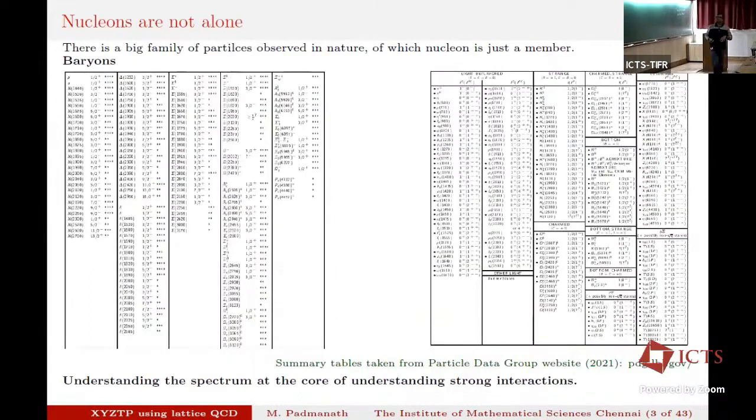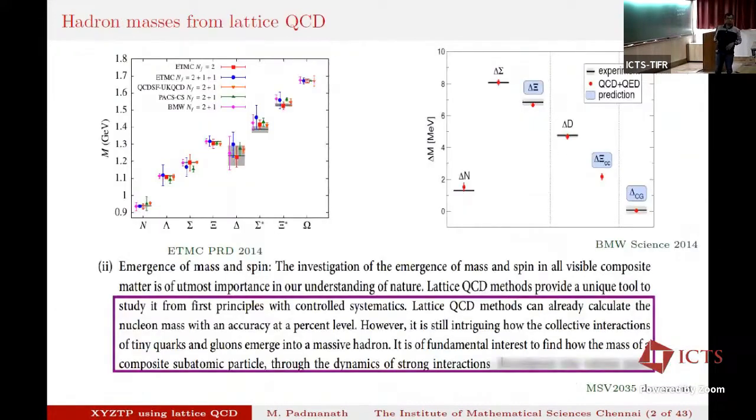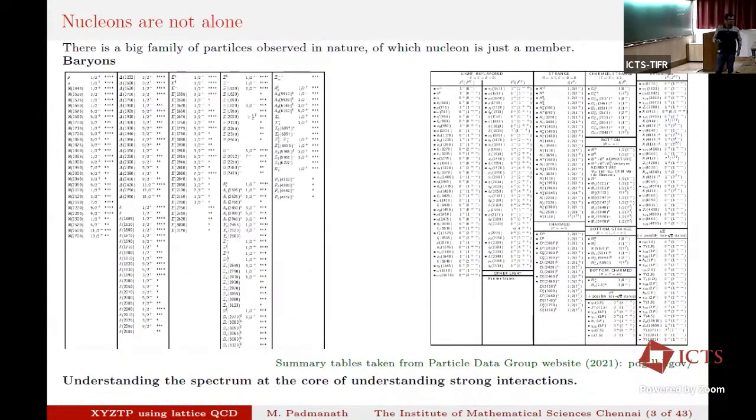Okay, thanks. So nucleons are not alone. We have been discussing nucleons and pions primarily, and nucleons are not alone. Here is a list of the family of particles that nucleons fall into. You don't have to read all of these things. Primarily what I'm focusing on, there are certain particles which are named X, Y, and Z, and there is something new called PCs here, if you can really read it. And these are the things that I'm going to discuss.